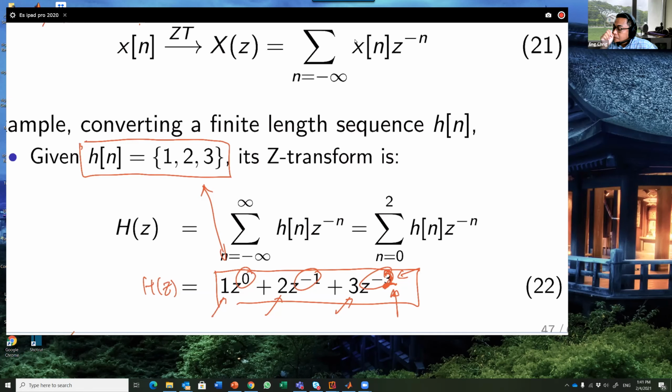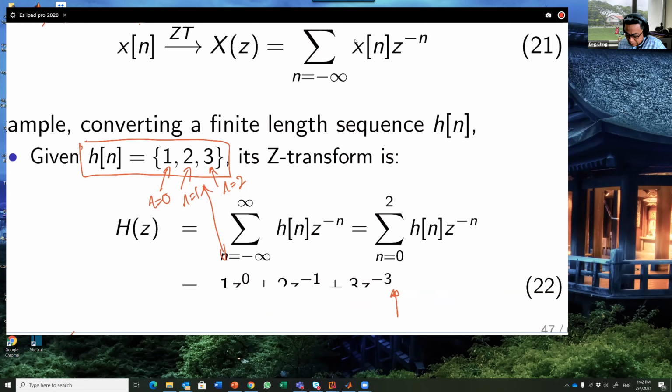Now, what does the z with the index tell us? The index tells us the position in time, because this is n equals 0, this is n equals 1, this is n equals 2. So, although the index is still there, the negative sign is just introduced. So if we understand this, then we can actually get back from this polynomial back to this sequence.